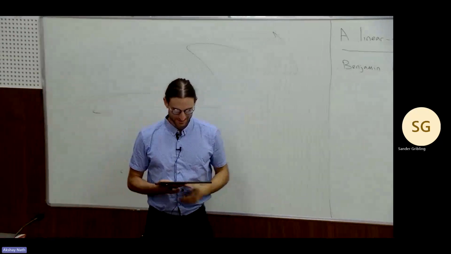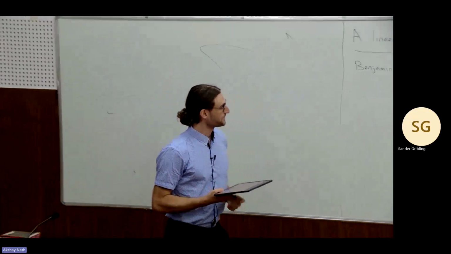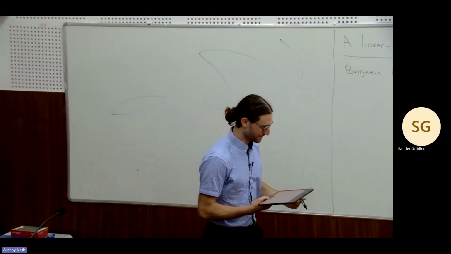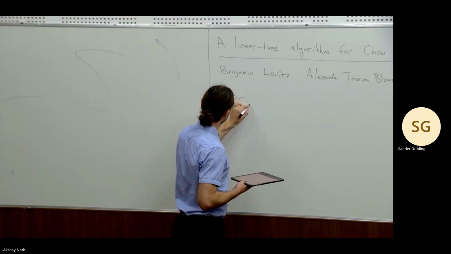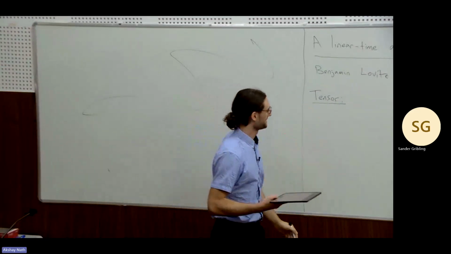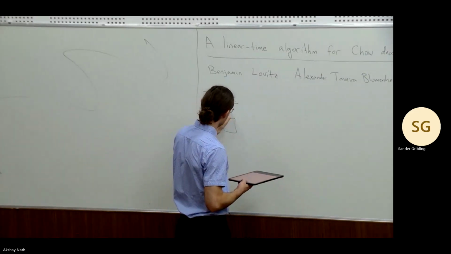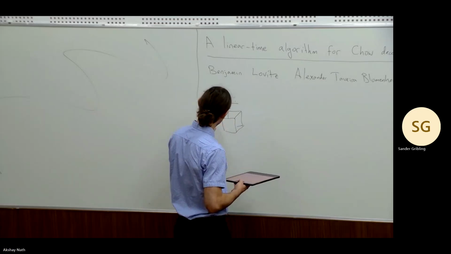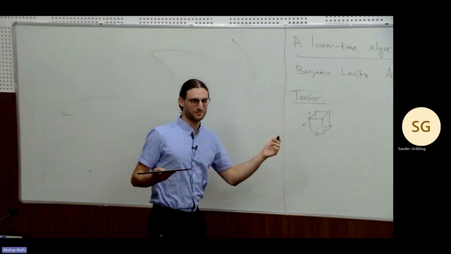So this talk is going to be about tensors and tensor decompositions. A tensor is the generalization of a matrix. A matrix is a square of numbers. A tensor is a cube of numbers. So you have some n by n by n cube, and in each of these n cubed entries, you have a number.